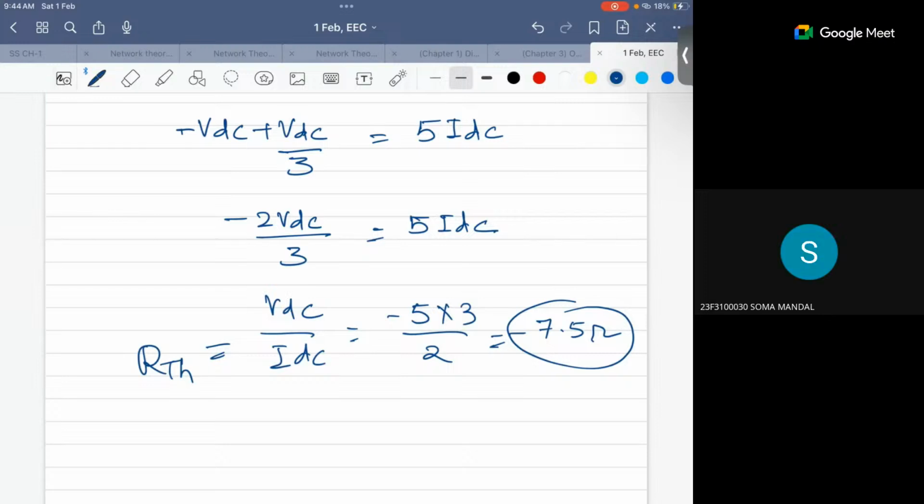Sir, then we have to write minus 7.5 ohm as the result. Yeah, correct, minus 7.5 as a result. This is not the resistance of a particular resistor. This is just the equivalent resistance, R equivalent for a circuit that is working as an active circuit.